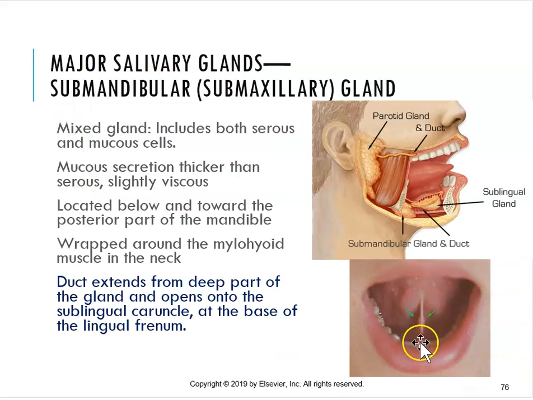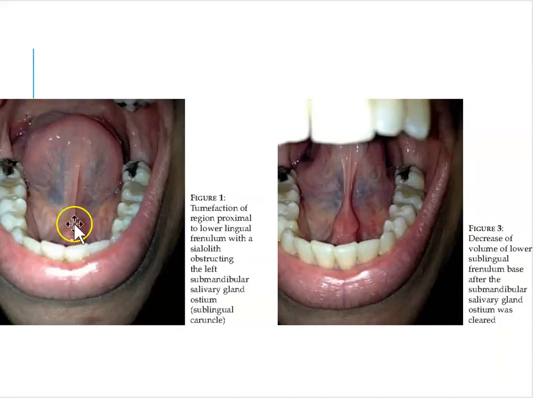The submandibular duct is right here, at the floor of the mouth. You can actually see it. And this, by the way, is called the sublingual caruncle. Sometimes at the sublingual caruncle you could get a salivary stone there, obstructing the flow. The saliva can't come out because of that salivary stone. So there is treatment that can be done to get rid of that stone.